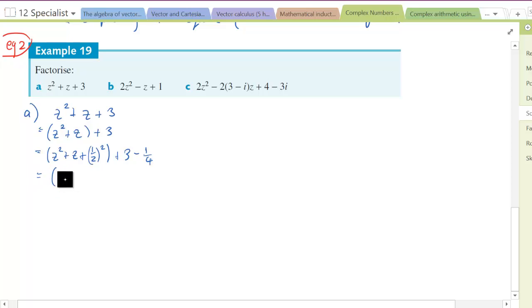So that leaves us with z plus 1/2 all squared. And we have 3 subtract 1/4 is the same as 12 on 4. So 12 on 4 take 1 on 4 leaves us with 11 on 4.